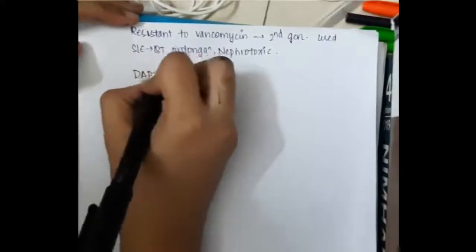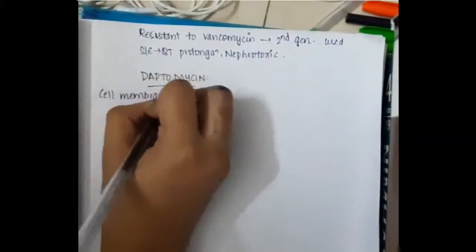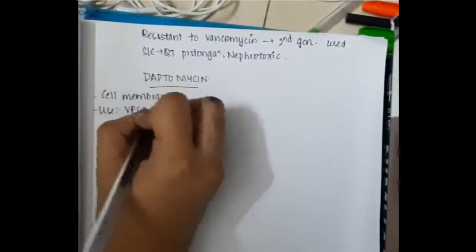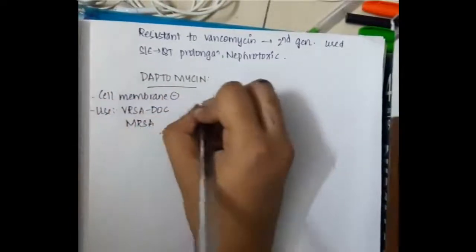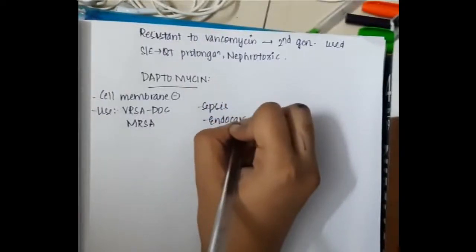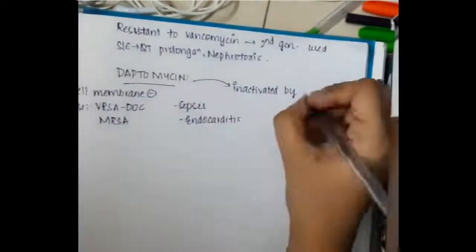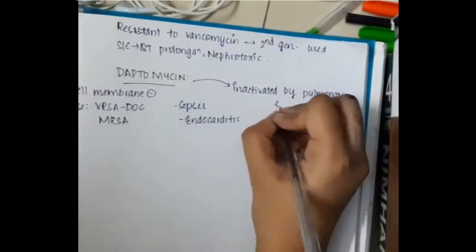Then we have the next important drug, which is daptomycin. Daptomycin is a cell membrane inhibitor. It is used in vancomycin resistant Staphylococcus aureus. It is actually the drug of choice for vancomycin resistant Staphylococcus aureus. It can also be used in methicillin resistant Staphylococcus aureus, sepsis and endocarditis. Daptomycin is inactivated by pulmonary surfactant.